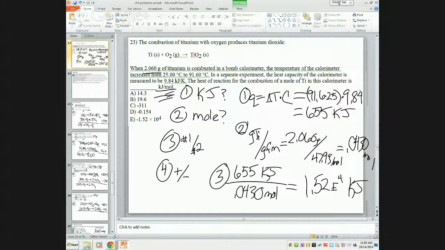Now I'm going to figure out my sign, right? Is it going to be a positive or a negative? Well, the temperature of the bomb calorimeter went up. So I know that the reaction is giving off heat, it's losing heat. So it's got to be a negative 152 times 10 to the fourth, which would be choice E.